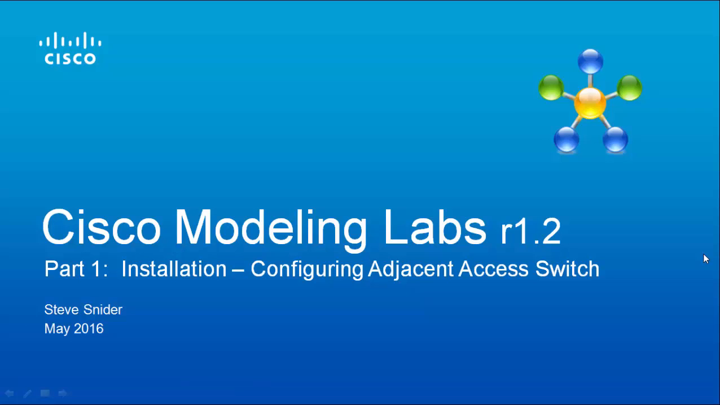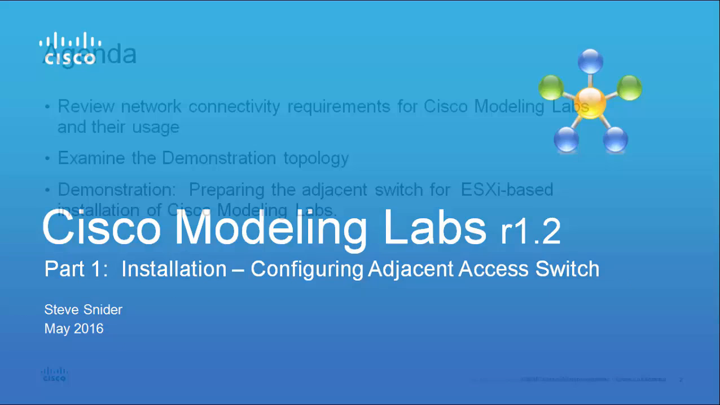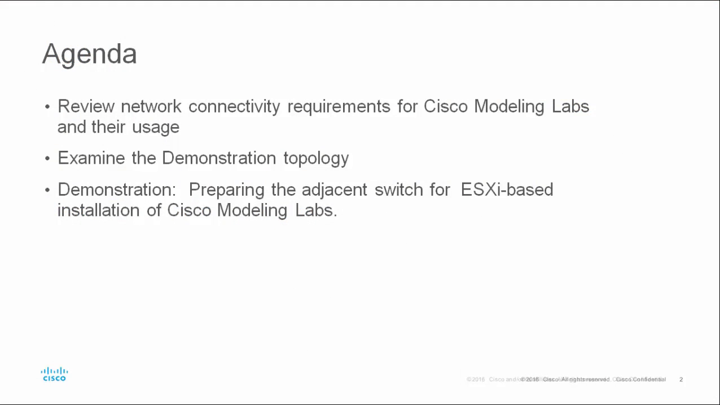Hello, this is the first in a series of videos addressing the installation of Cisco Modeling Labs version 1.2. In this module, we'll examine the interface requirements of Cisco Modeling Labs. We'll start by reviewing the network connectivity requirements for Cisco Modeling Labs and then look at some of their applications. Next, we'll examine the topology to be used for our installation. We'll then follow that with a demonstration that prepares the adjacent switch for an ESXi-based installation of Cisco Modeling Labs.